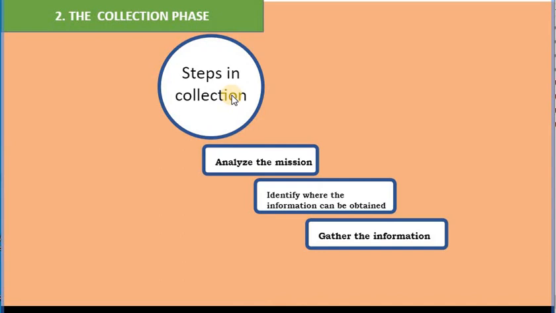Ano ba yung kailangan mo? Okay, kailangan ko daw makuha yung mga documents about funds in PSA. Ngayon, saan mo kukuhanin yun? Identify where the information can be obtained. Doon pa sa pinaka-head ng PSA. Ayan. And then, after mong na-analyze, na-identify kung saan mo siya kukunin, magpaplanuhan mo din kung paano mo kukuhanin yan. And then, you will gather the information. Again, these are the steps in collection: analyze, identify, and then gather.